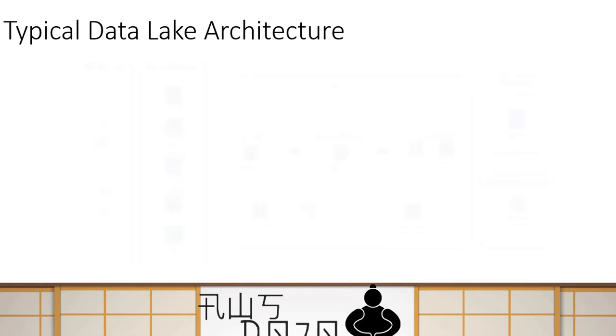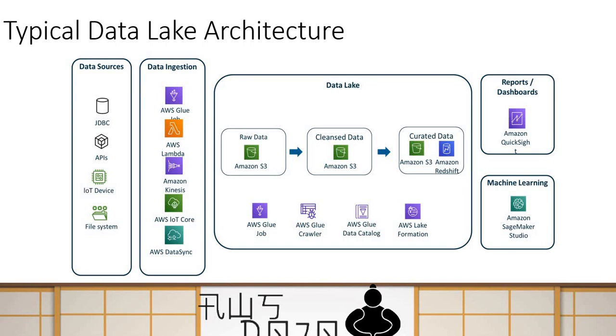So for instance, again mapping to the same set of components, you will have different types of data sources, which could be your JDBC endpoints, APIs, your IoT devices, file systems, you name it, right? And then you will use different services like Glue, Lambda, Kinesis, IoT, DataSync, to build pipelines to bring data from these data sources to the data lake.